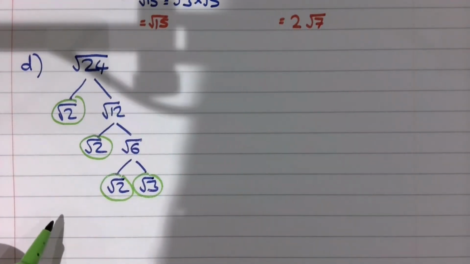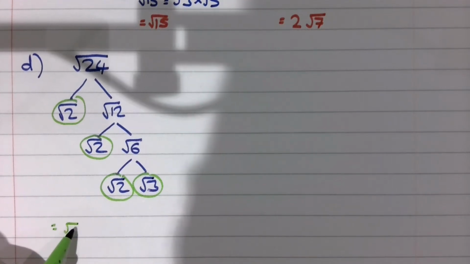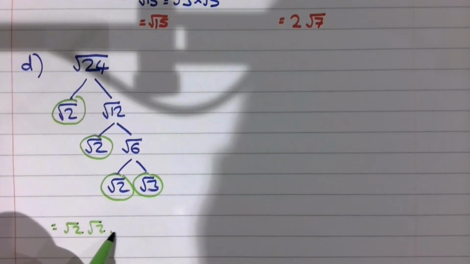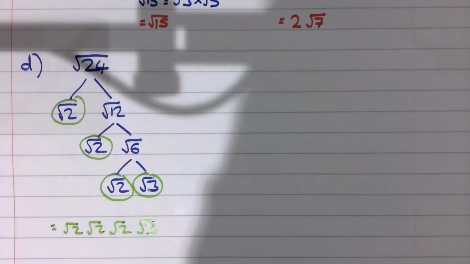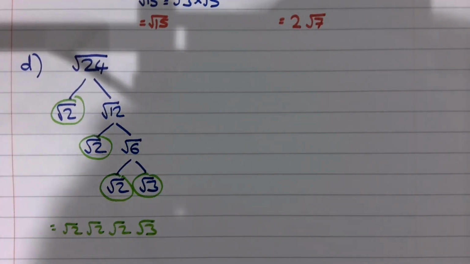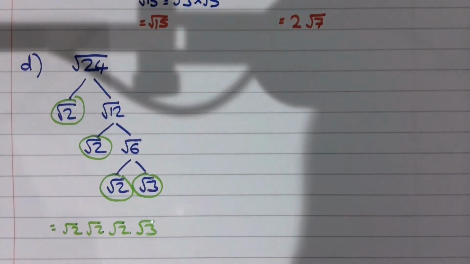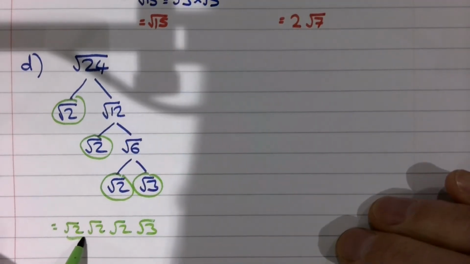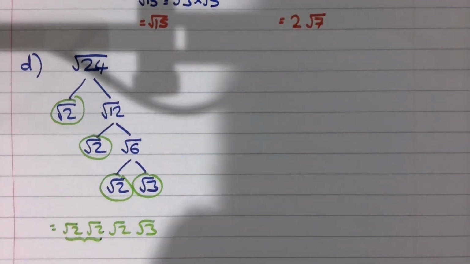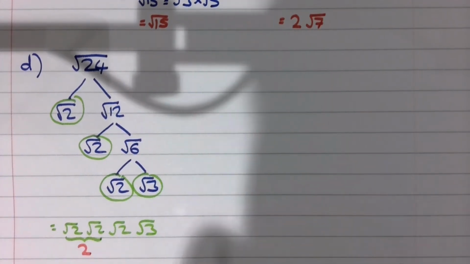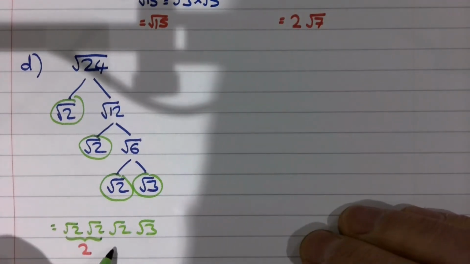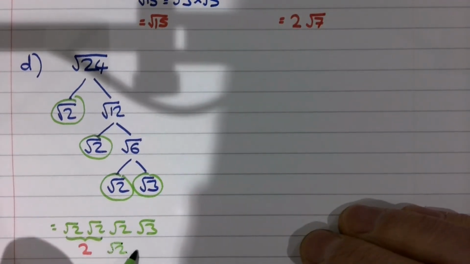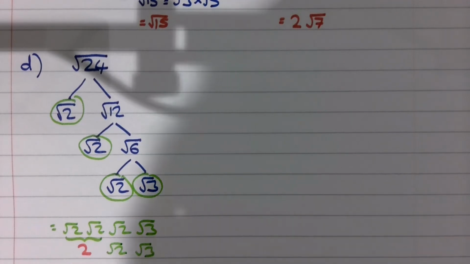So it equals the square root of 2 times the square root of 2 times the square root of 2 times the square root of 3. Now what you need to remember is that the square root of 2 times the square root of 2 is the square root of 4. And the square root of 4 we know is just 2. So when we multiply 2 square root brackets together that have the same number in them, you just get the number back that's inside the bracket. So that's just a 2. And then we've got that and we've got that all multiplied together.